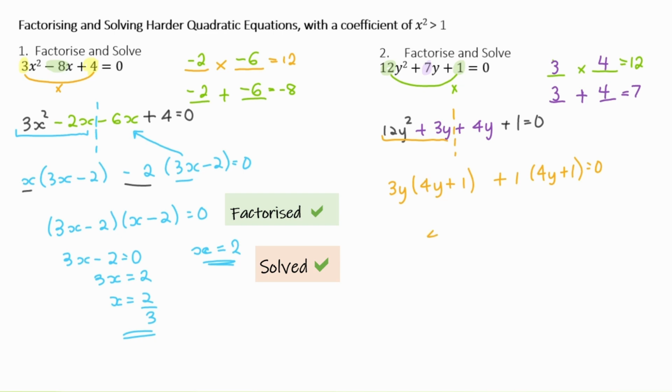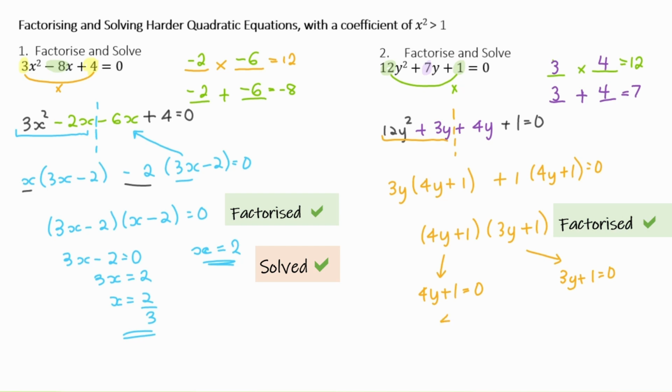So our first bracket for this equation would be 4y plus 1, and for the second bracket we would write 3y plus 1. So this is factorized, and if we want to solve it, we would equate each bracket to 0 separately. So we've got 4y plus 1 is equal to 0, and 3y plus 1 is equal to 0.